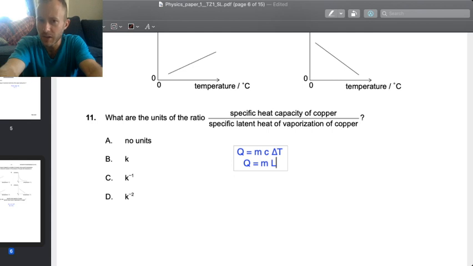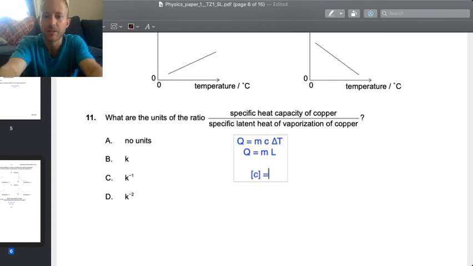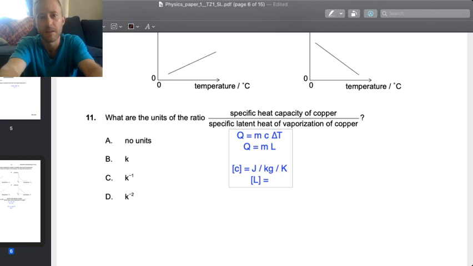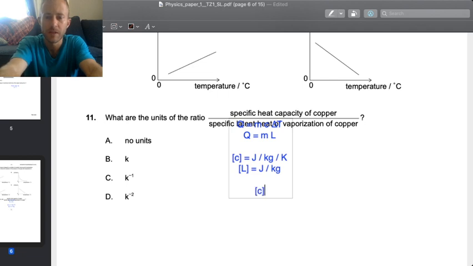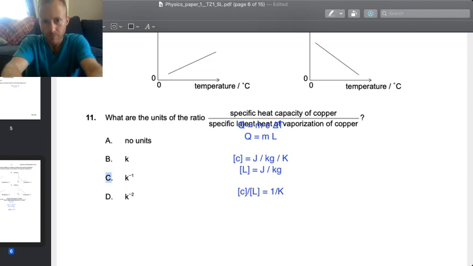So if we do the units of each of these equations, we get that the units of specific heat capacity are joules per kilogram per Kelvin. And if we take the units of specific latent heat, we get joules per kilogram. Taking the ratio of those units, the joules per kilogram cancels out, and we just get 1 over Kelvin, which would be the answer C. All right.